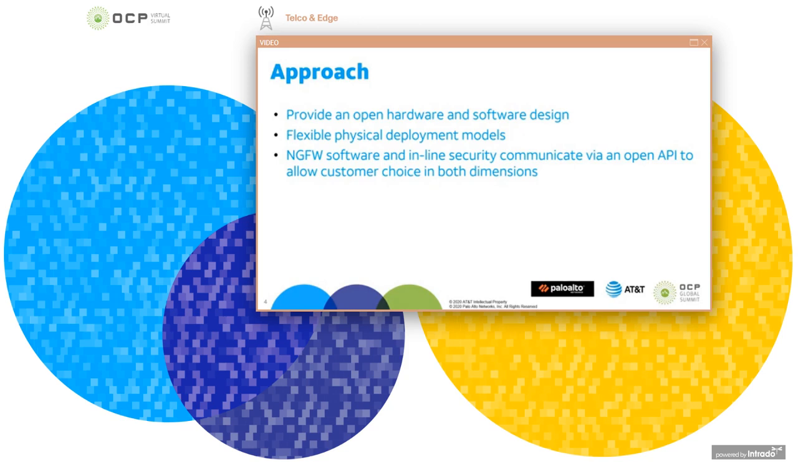Key to this, of course, is openness from both a hardware and software perspective. So what we're proposing is an API and a methodology that will work with multiple firewall implementations and multiple different offload hardware implementations, with flexible deployment models, which we'll talk about in a bit. And because it's an open API, customers have independence to choose from potentially a variety of firewall solutions and hardware offload solutions.